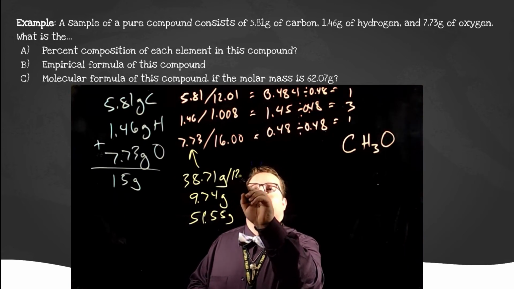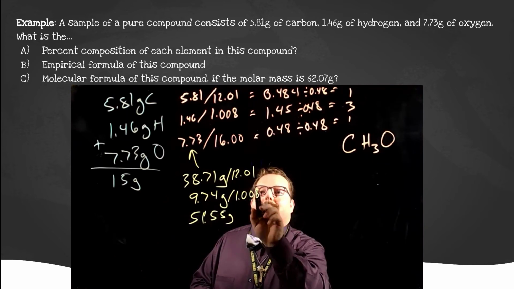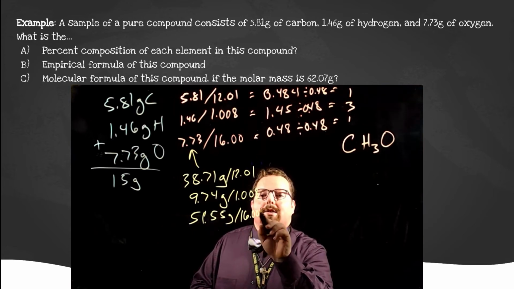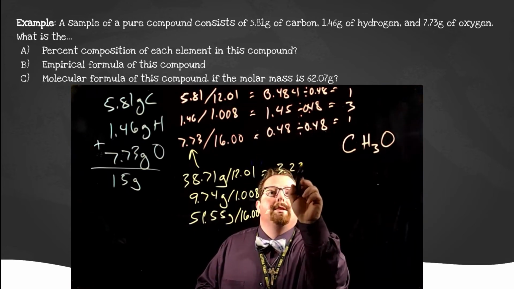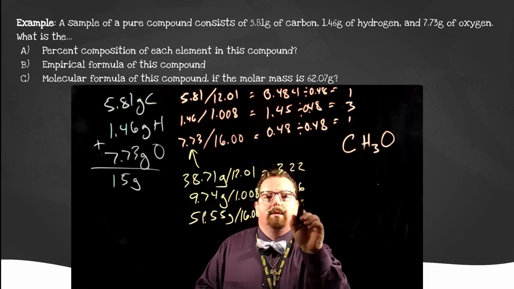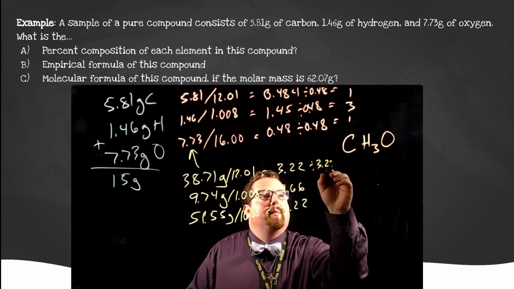So divide by 12.01 for carbon, divide by 1.008 for hydrogen, and divide by 16 for oxygen. And you get molar ratios of 3.22, 9.66, and 3.22. Then divide by the smallest number again, so divide each one by 3.22.